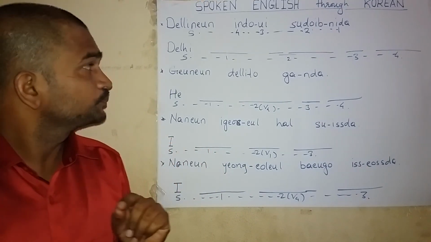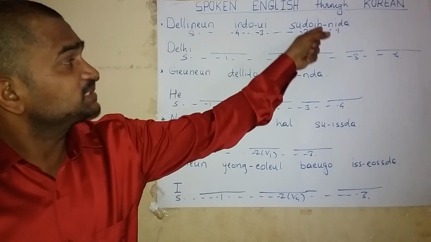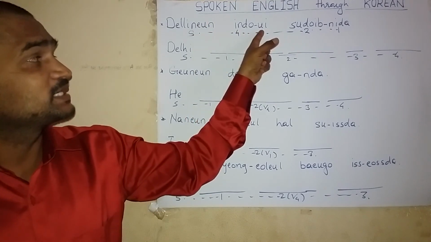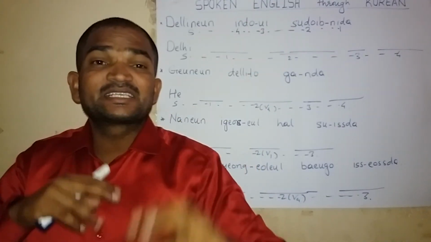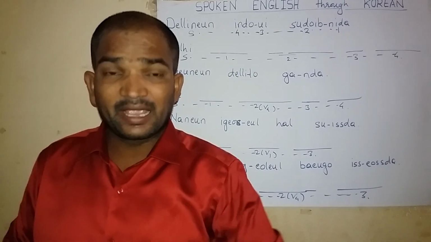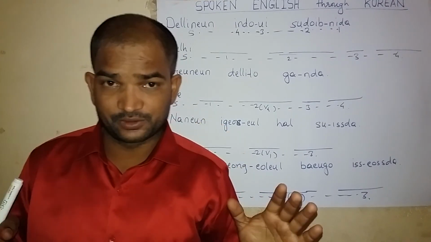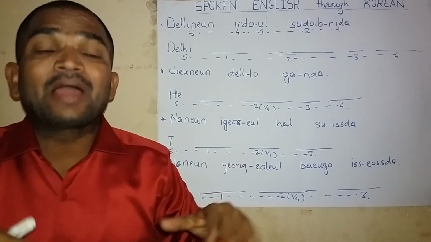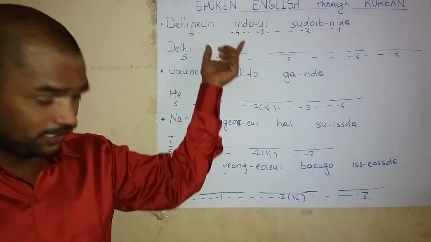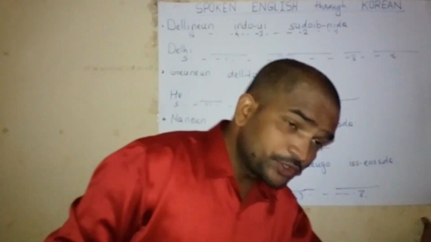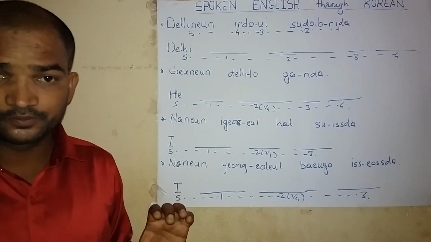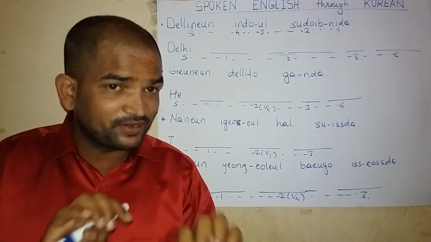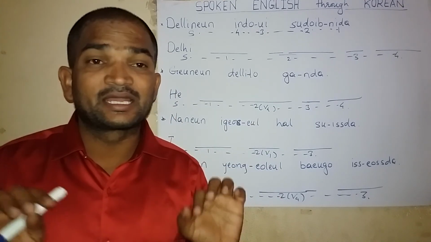Now what should you do? You should look at this Korean sentence, and while looking at it, try to speak the sentence in English again and again, about 100 times, until you get fluency in speaking English. And while trying orally, below this video there is a comment box.